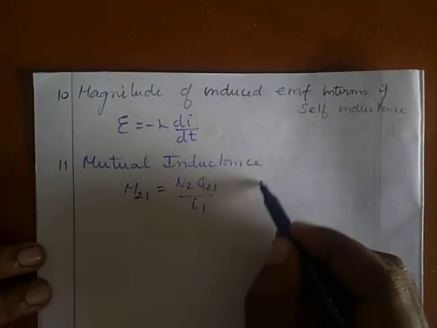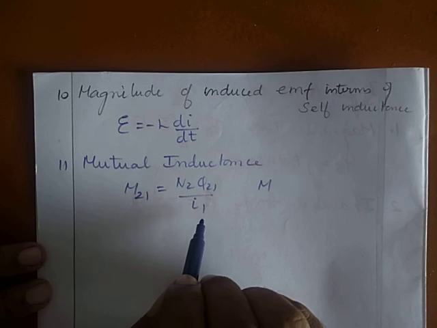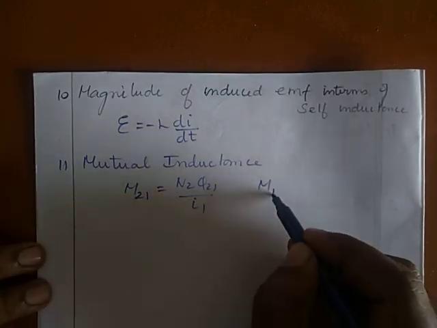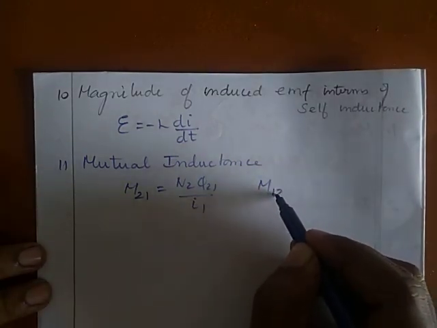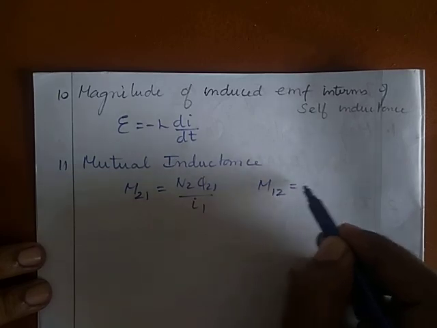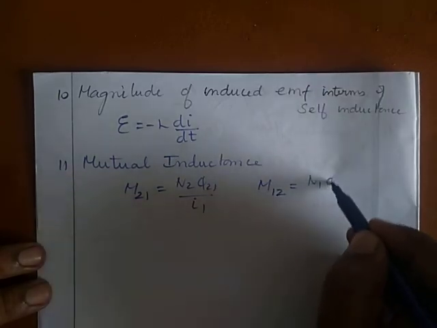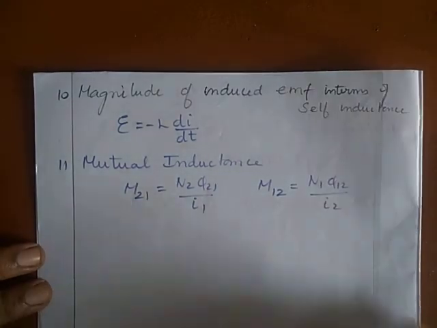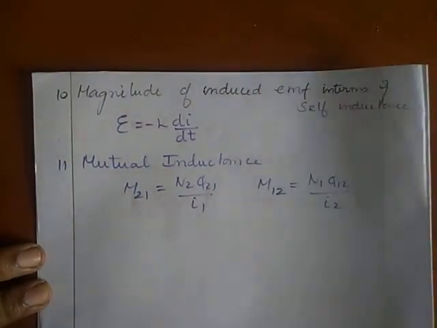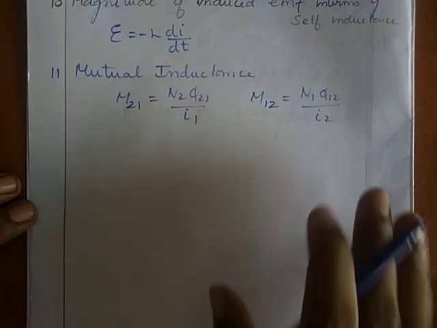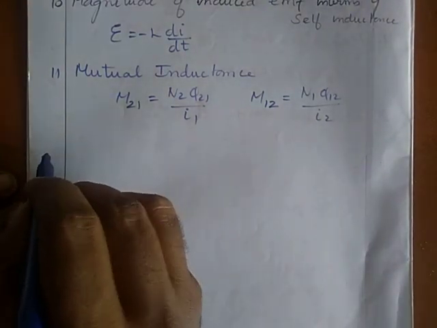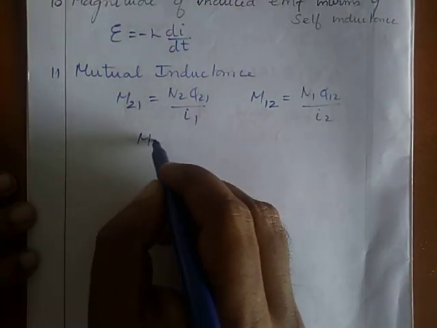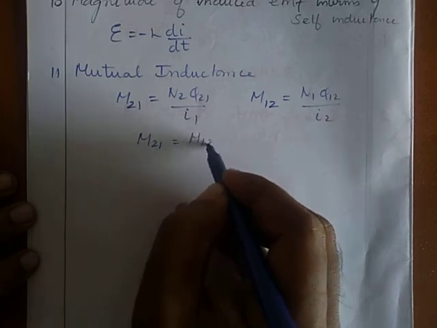Okay, the mutual inductance of coil 1 with respect to coil 2 can be written as N1 phi 12 by I2. Okay, then mutual inductance between two long solenoids, this one we know very well. M21 is equal to M12 is equal to M.